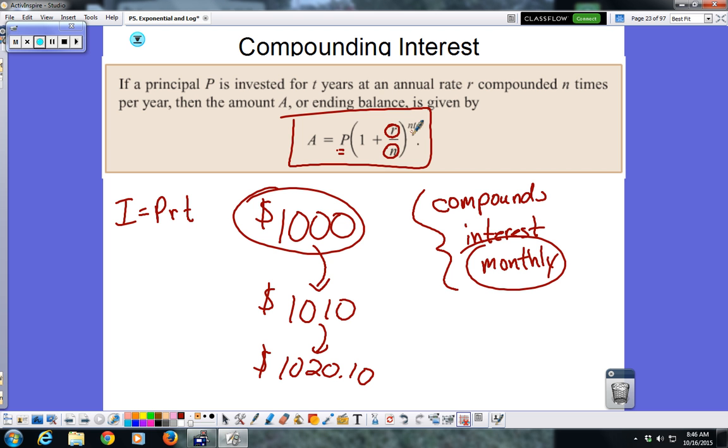And then finally, in your formula, the T up here in the exponent is the amount of time that you're going to leave your money in the bank. So this tells you how much interest you've earned. So that's A equals principal times 1 plus rate over number of times, raised to the N times T power.